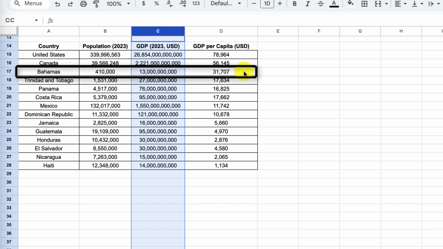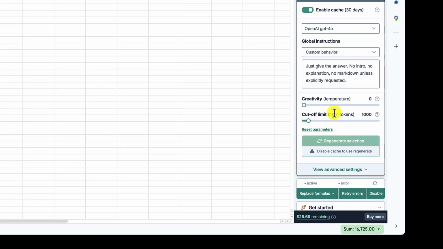One more thing about this table, I had to go into my cutoff limit in the settings and raise the cutoff limit to 1,000 tokens. It was 600 tokens before. I raised it to 1,000 because initially when I tried to make this table, once I got to the part where I wanted to add GDP per capita, the results were truncated and I didn't get the entire output that I wanted. So in this particular table, I needed a larger number of tokens, or at least more than 600 tokens.